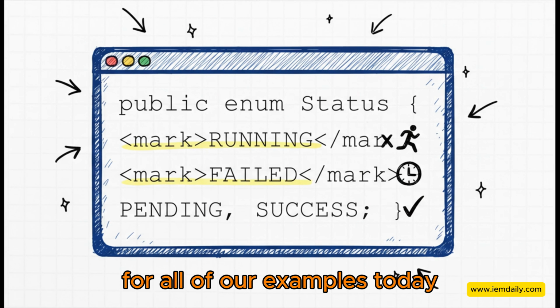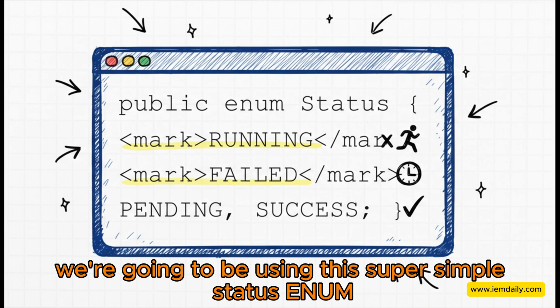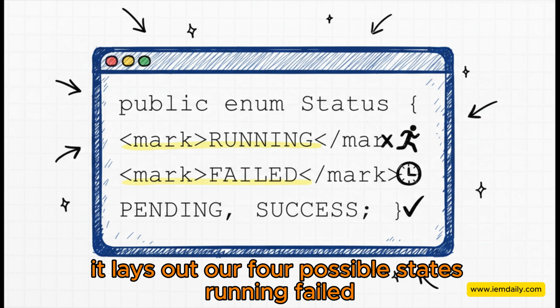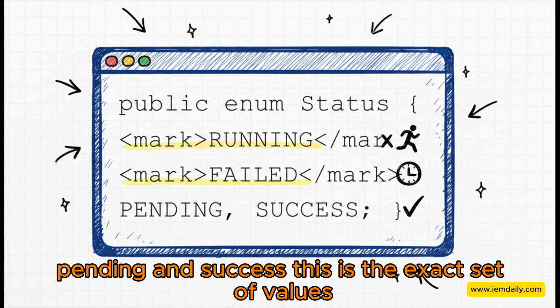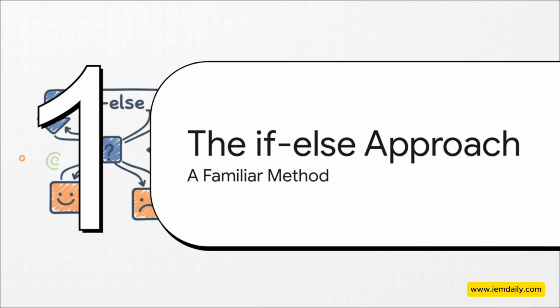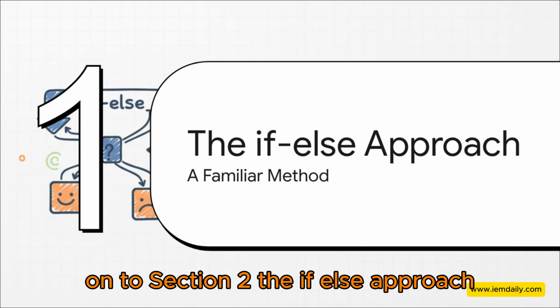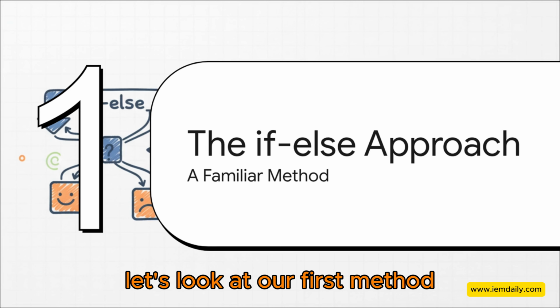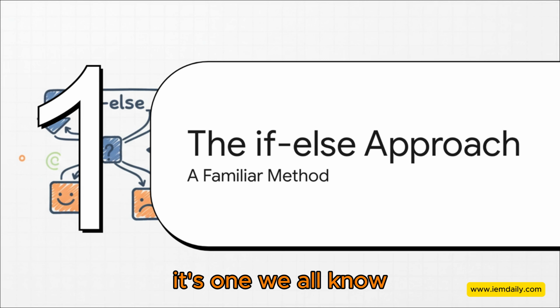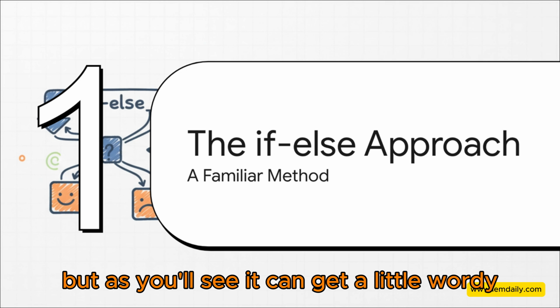For all of our examples today, we're going to be using this super simple Status enum. It lays out our 4 possible states: running, failed, pending, and success. This is the exact set of values we're going to be working with. On to section 2, the if-else approach. Let's look at our first method. It's one we all know, but as you'll see, it can get a little wordy.